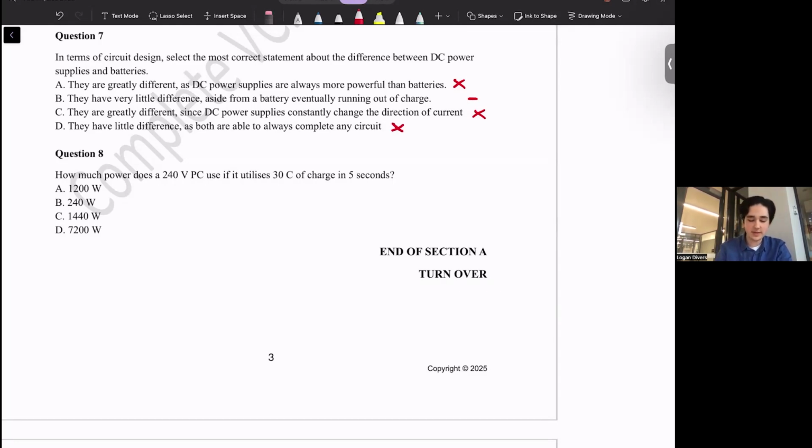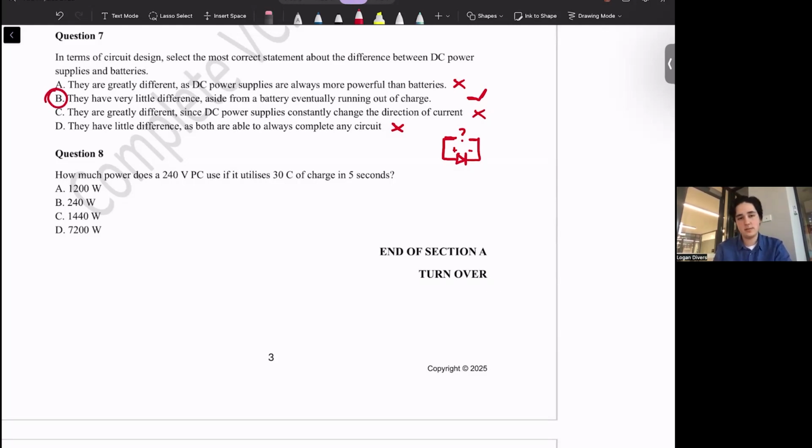Not really correct, because this one is a bit of a technical question, because you could have a circuit like this. Let's say you've got a diode there. Now, it doesn't matter what we put in there. If the polarity doesn't match the diode, then it's not going to complete the circuit. So that last statement is also incorrect, which causes us to say that B is the correct statement.